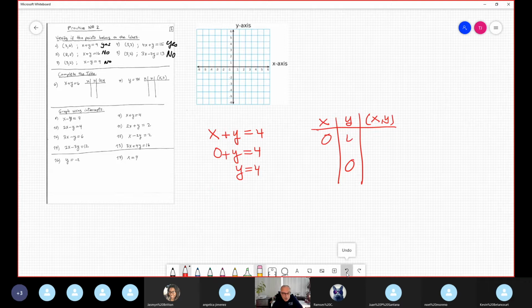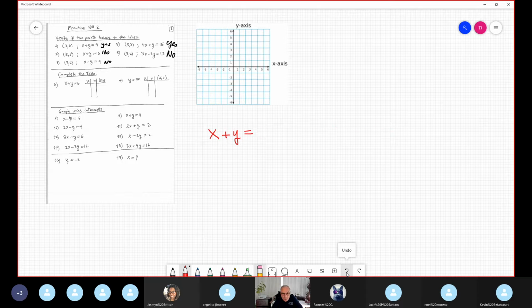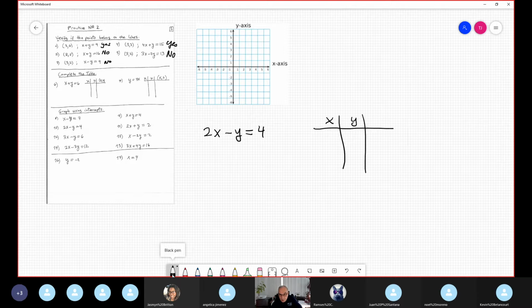Number 10 is similar. The equation given is 2x minus y equals 4. Let me use black color. 2x minus y equals 4. Okay, it's in the table: x column, y column, x comma y column. 0 and x, 0 and y.